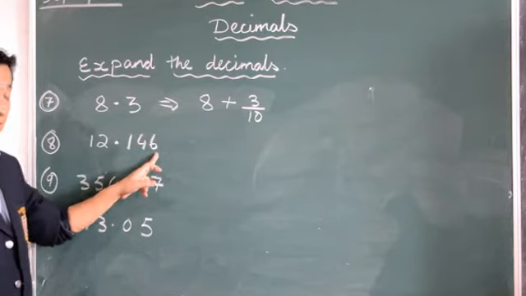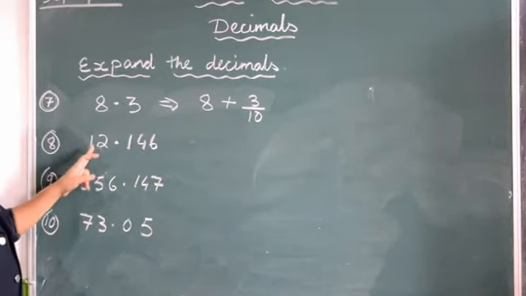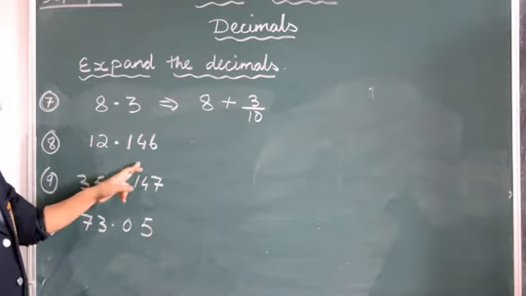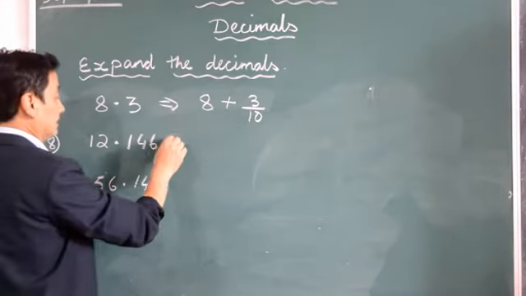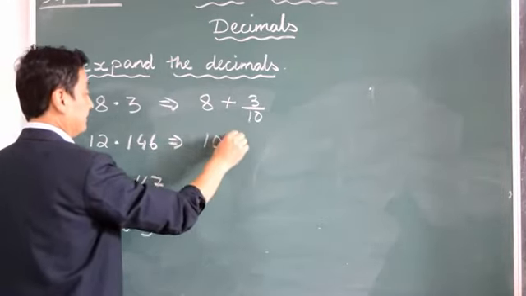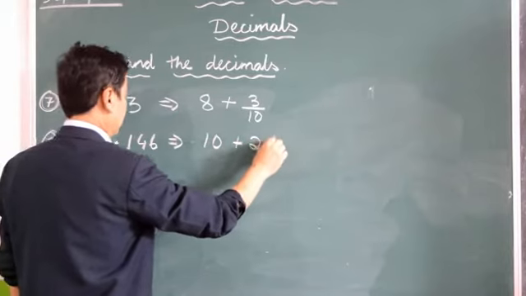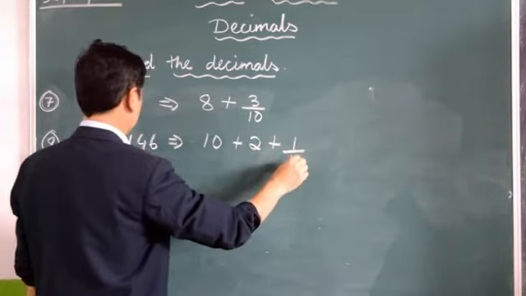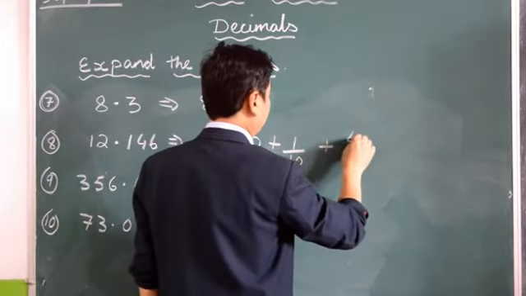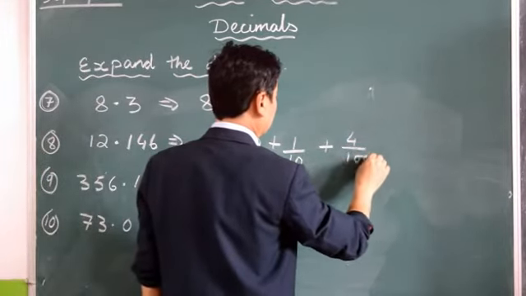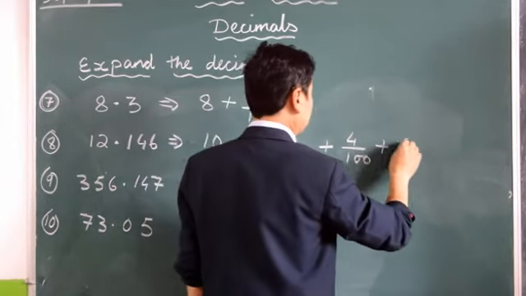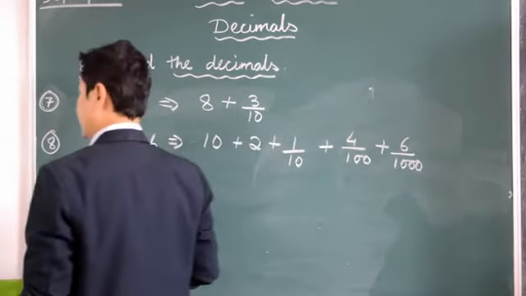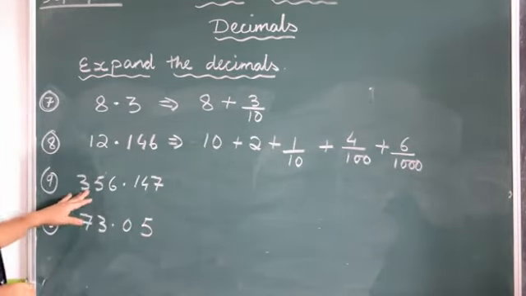So let's expand. 8 ones plus 3, very good, 3 tenths. 12.146, that's how we read the numbers. When we expand, 10 plus 2 plus 1 tenth, 4 hundredths, 6 thousandths. Now let's write that. So 10 plus 2 plus 1 tenth plus 4 hundredths plus 6 thousandths.